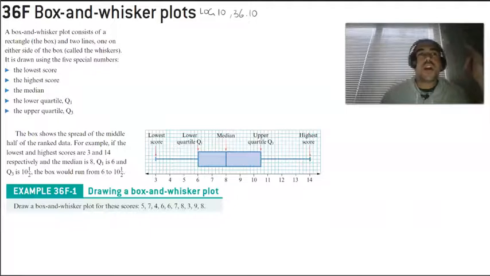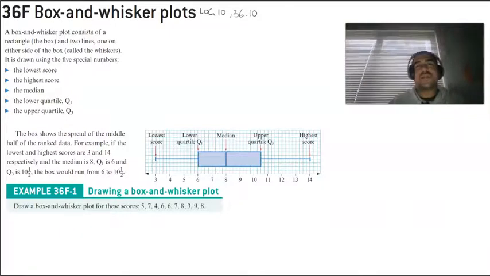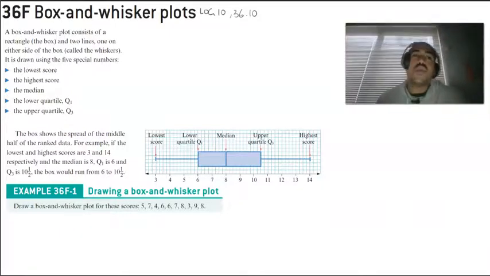Mr. Hermit here, and this is the last topic of our data topic. Last thing that we're looking into in our data topic, Log 10 36.10: box and whisker plots.